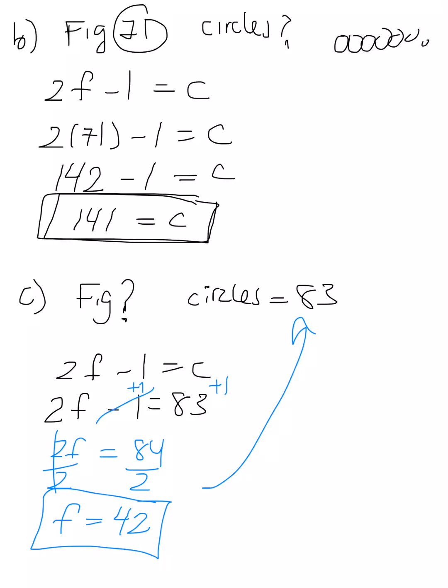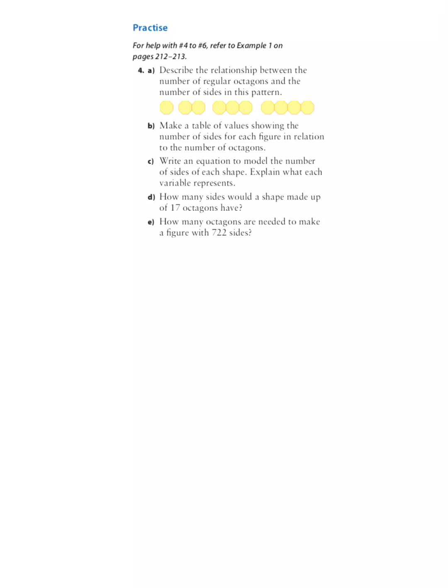Okay? Let's try one final question here. This is actually the first one in your assignment, so kind of do this one with me. Describe the relationship between the number of regular octagons and the number of sides in this pattern. So think about these as like tables. So how many sides are actually exposed? So basically we're not counting, and it's very hard for me to draw here, these middle sides. So you're just counting around the whole shape.